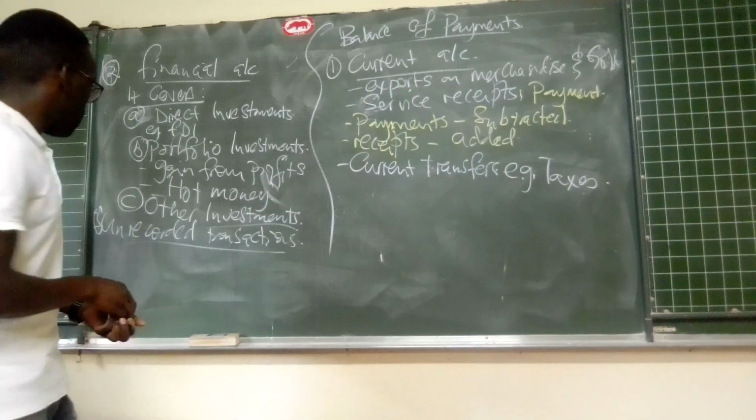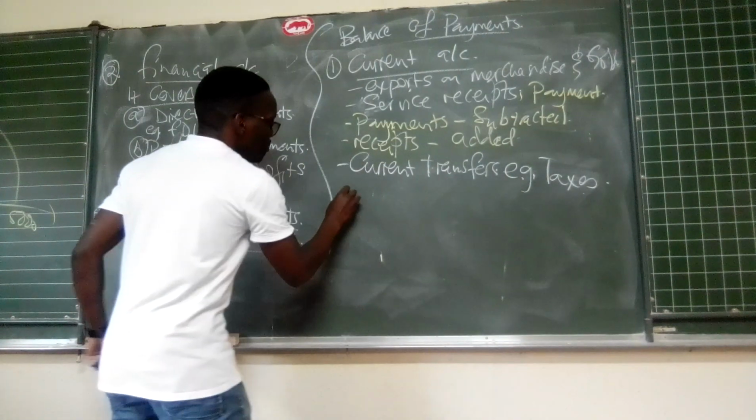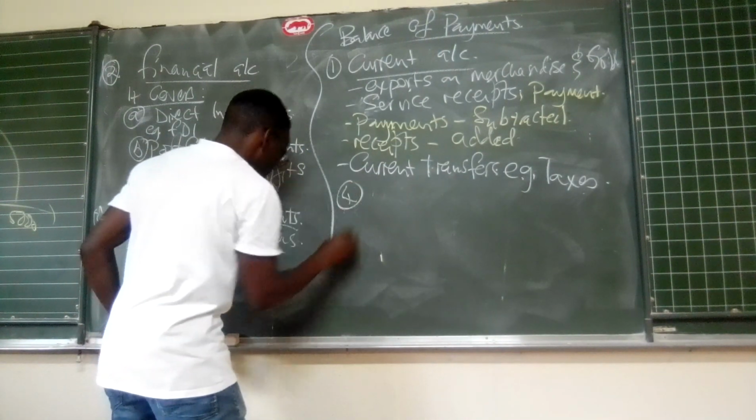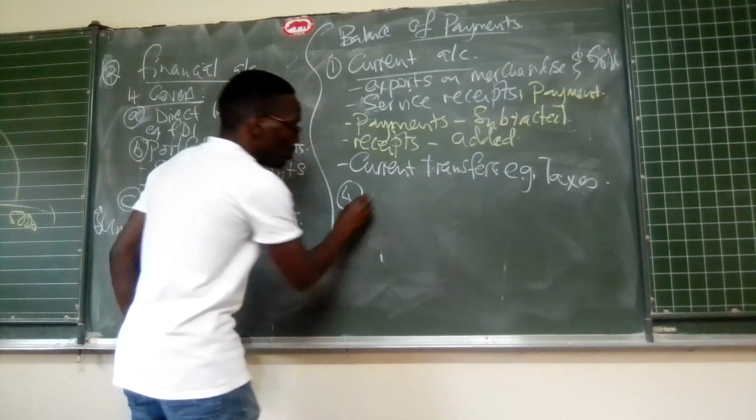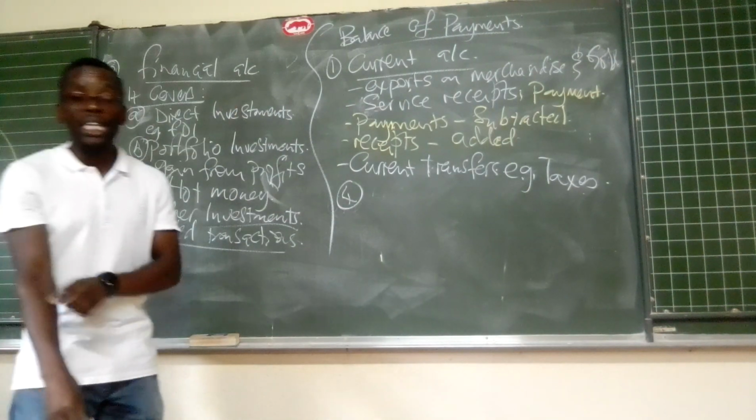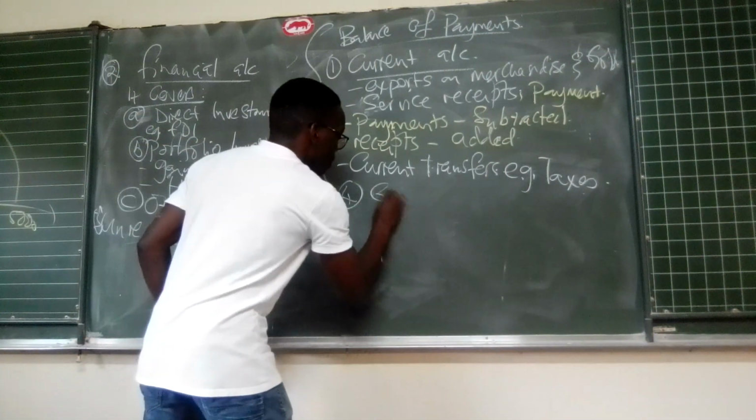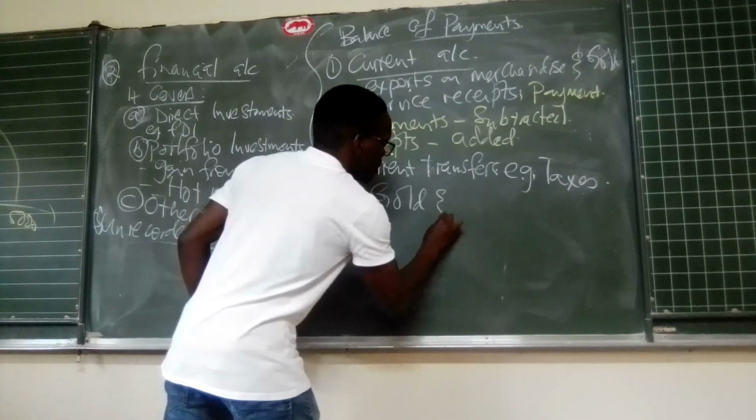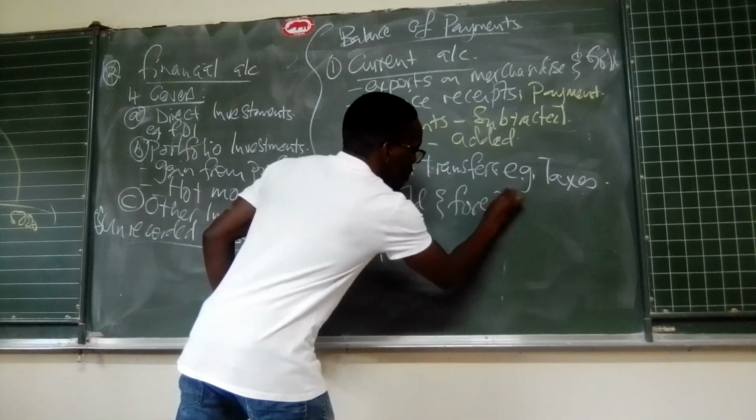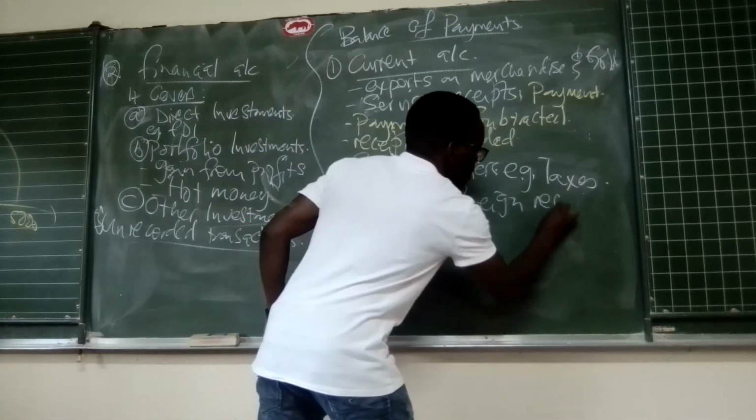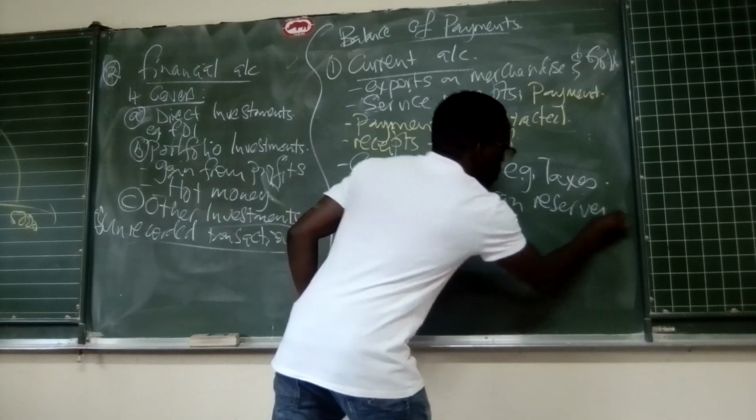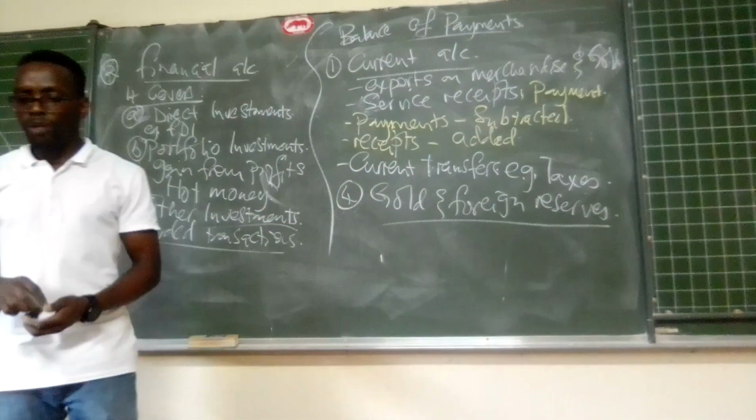And then the last component of our balance of payments, I'll just say number 4 there, is our gold and foreign reserves. Okay? Now, our gold and foreign reserves.